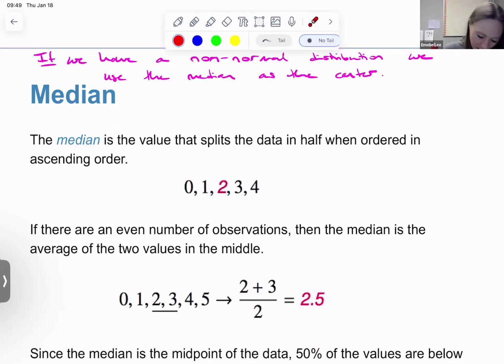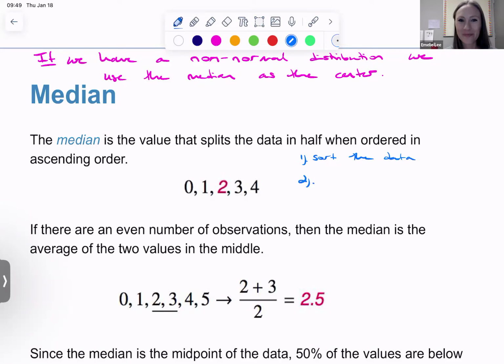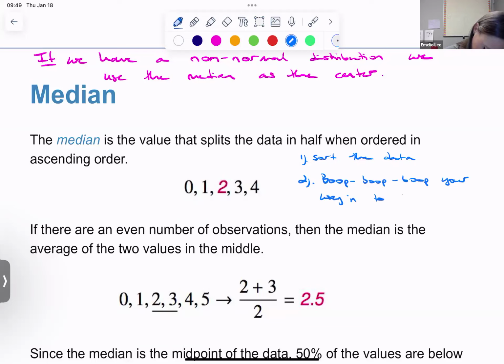So first sort the data. Step 1, sort the data. And then step 2, boop, boop, boop your way in to the center to find the central value. I just put my fingers on the 2 outside values and then I boop, boop, boop my way in. Now this is a very small data set, and so here where I land is on the 2.